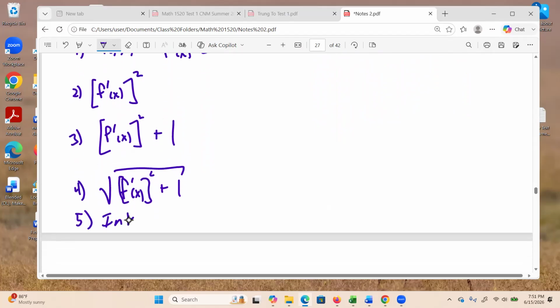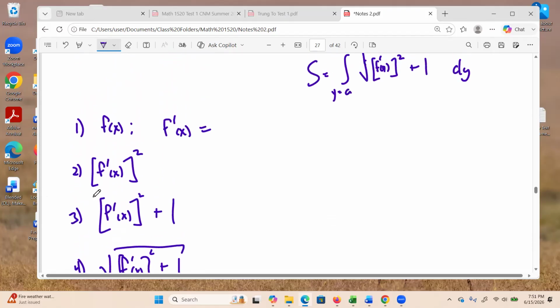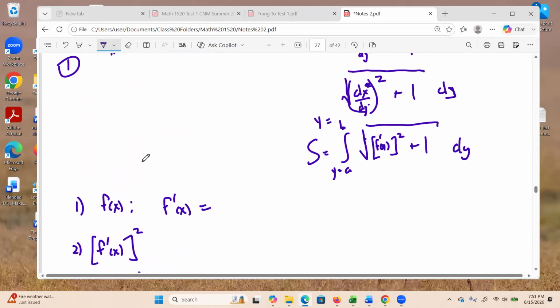Now we integrate. So we take our square root, whatever's left, and then we integrate. We're going to hope for the best that it's not the most obscene integral that you've ever seen in your life. And that's pretty much the process of doing this. So it's important to remember the formula, right? Our formula is S is equal to the integral of the square root of f prime of x squared plus 1 dx. Or you could say f prime of y squared plus 1 dy. It doesn't matter. It just depends on how you've been handed the formula. So that's how we're going to do that.